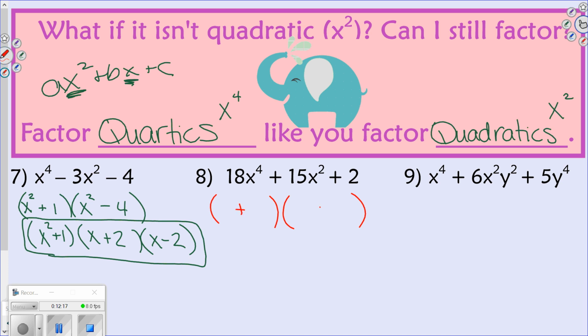Both plus. All right, options for A. We got 1 and 18, 2 and 9, or 3 and 6. Over here, we're going to have 1 and 2. All right. So what are we thinking?